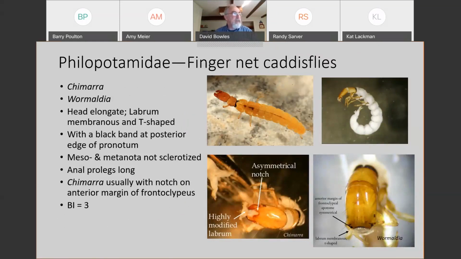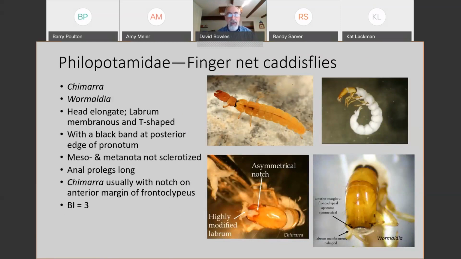The next family is the Philopotamidae, the fingernet caddisflies. We have 2 genera, Chimarra and Wormaldia. Both occur in streams fairly commonly in the Ozarks, although Chimarra is by far the most abundant, most commonly represented.